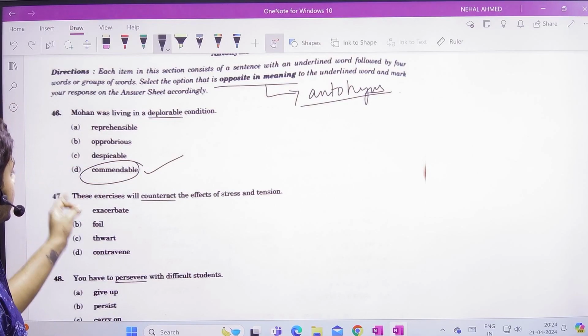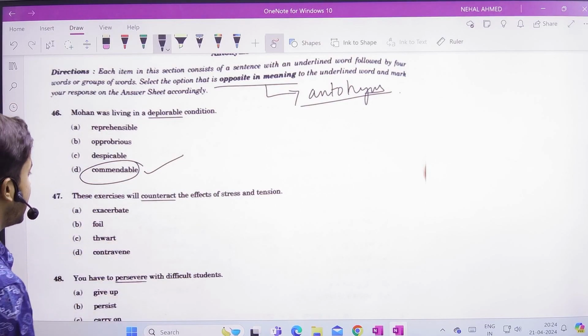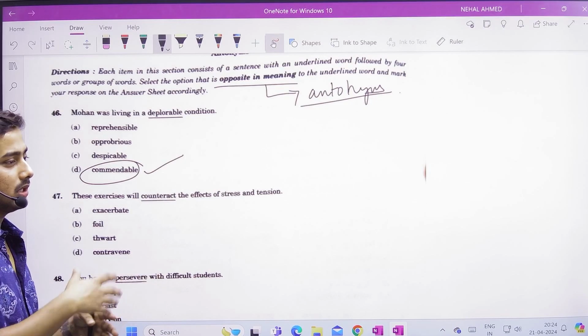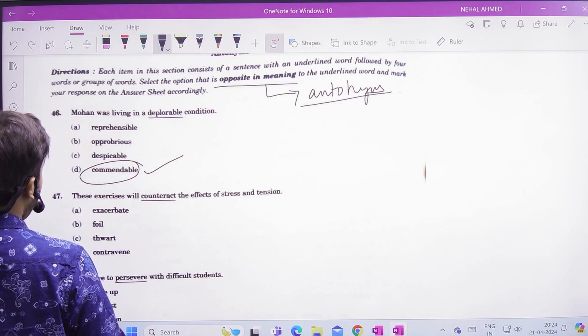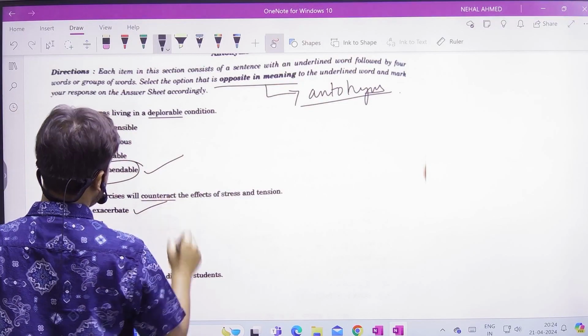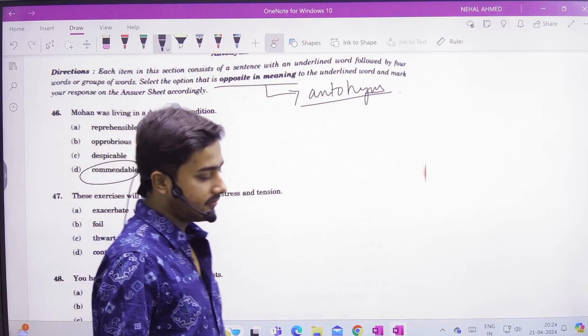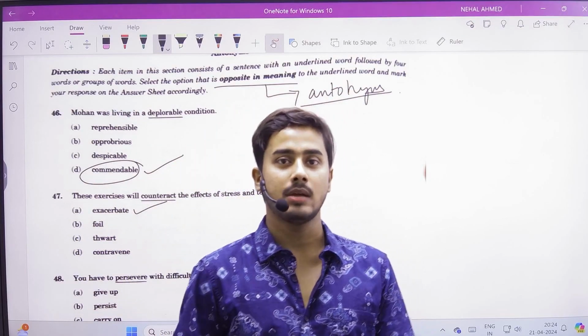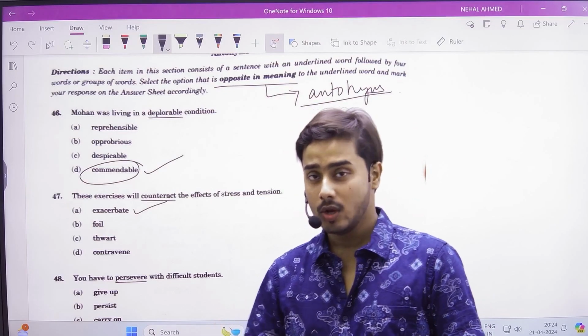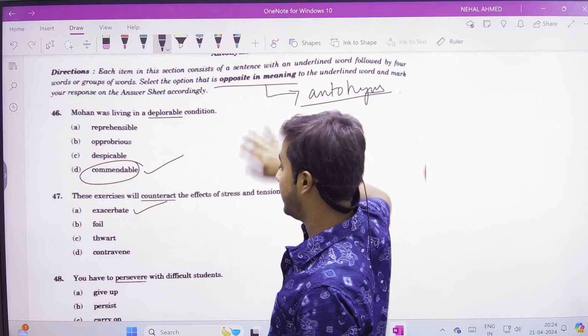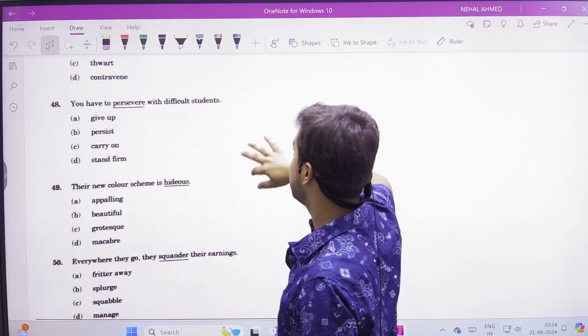These exercises will counteract the effects of stress and tension. Counteract means to come up with an opposite reaction. So here exacerbate is basically the word that we are looking for, because exacerbate means to make something worse in general, to make a situation worsen over time. So that is going to be the word.